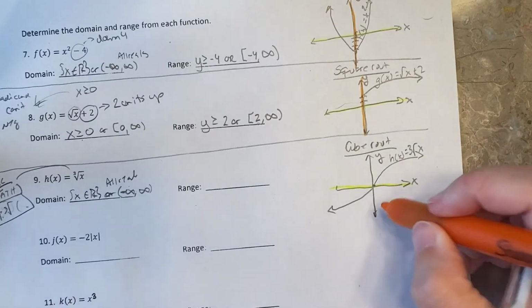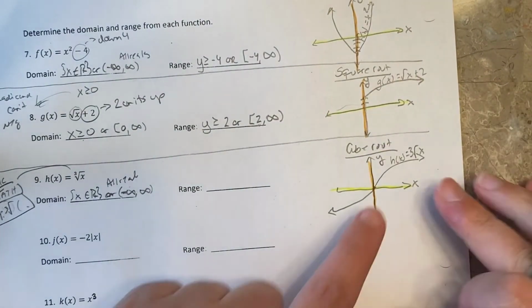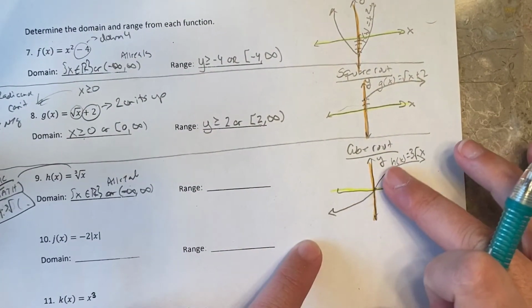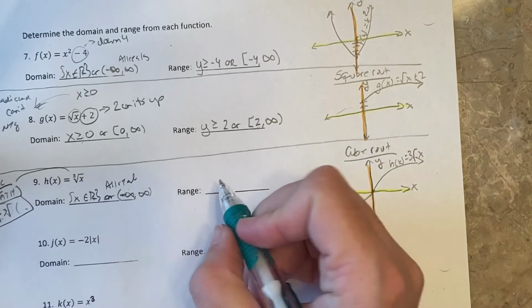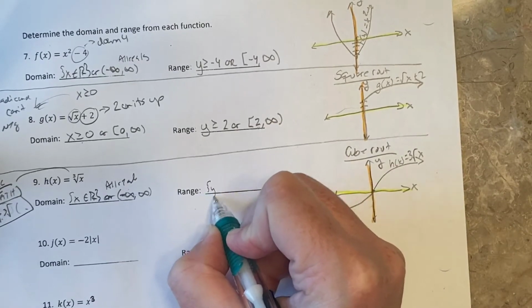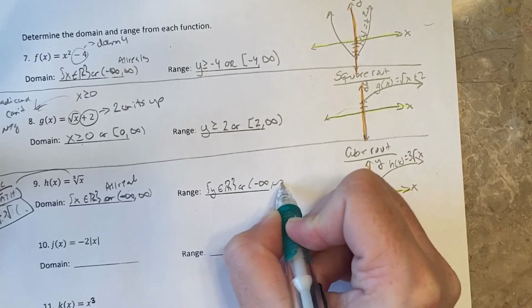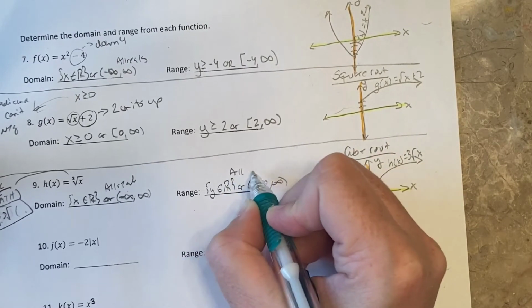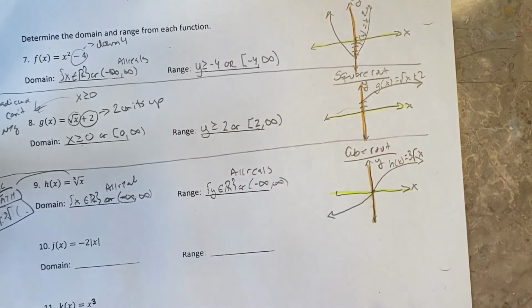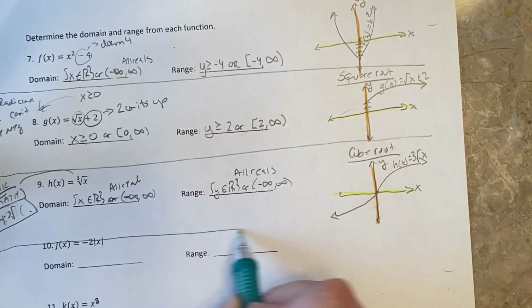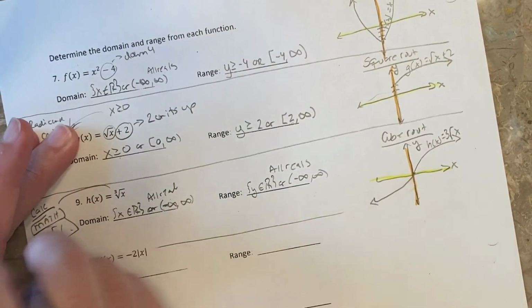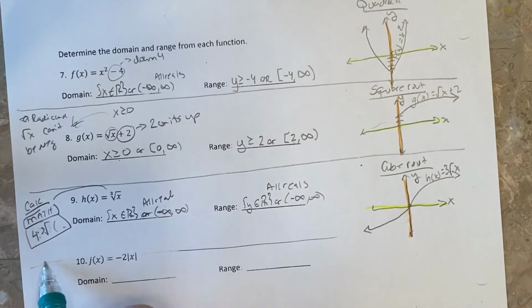And then for our range, down to up. So as these are going out, this is going down and this is going up. So again, it's actually the exact same thing. The only difference is when you write it, make sure that you write it with the y. So negative infinity to positive infinity. And this is also all reals. Okay, done. Oops. Make that a little higher.